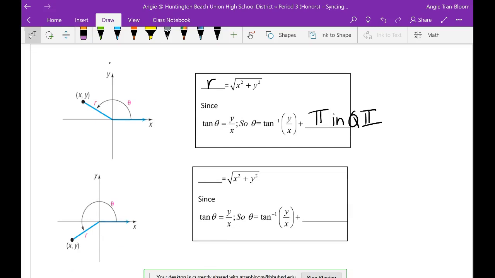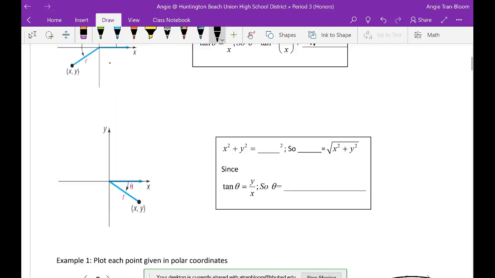What if the dot's not in quad 2? It's in quad 3. So here's the dot in quad 3. Again, what equals the square root of x squared plus y squared? R. This is how we find polar. Tangent again is y divided by x. So theta equals tangent inverse of y divided by x. I'm in quad 3. In quad 3, is tangent positive or negative? Positive. So your calculator will immediately spit out an answer in quad 1. But I want something in quad 3. Add a pi.